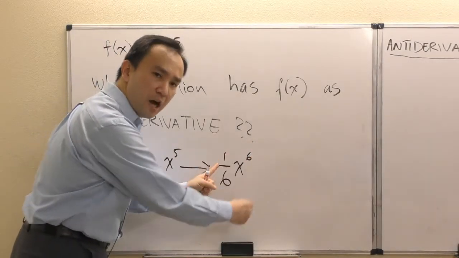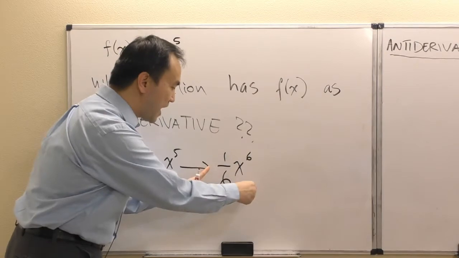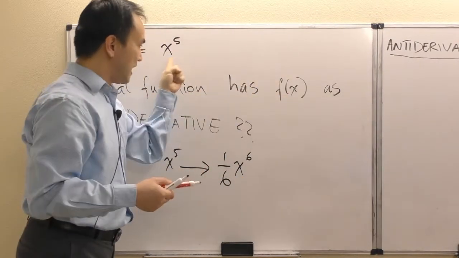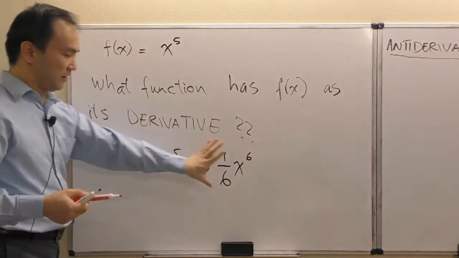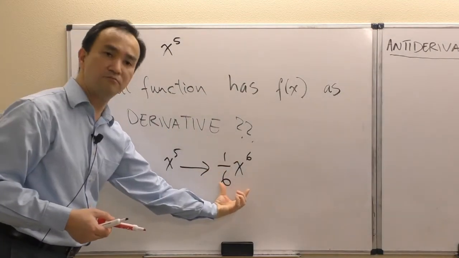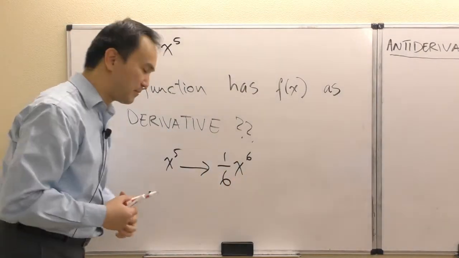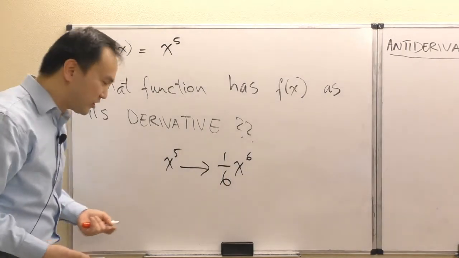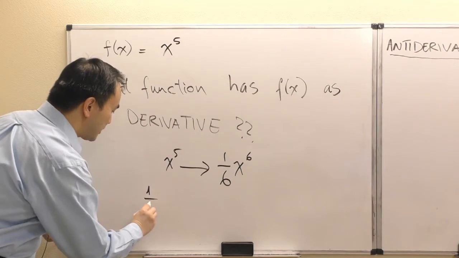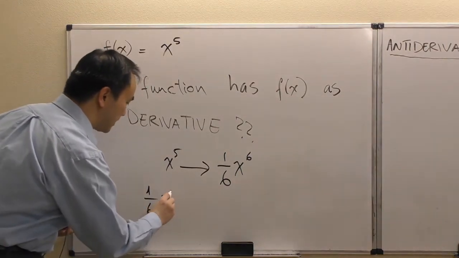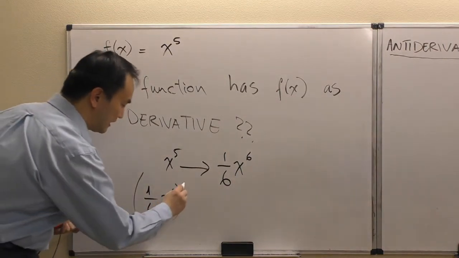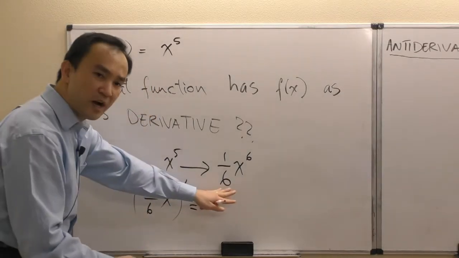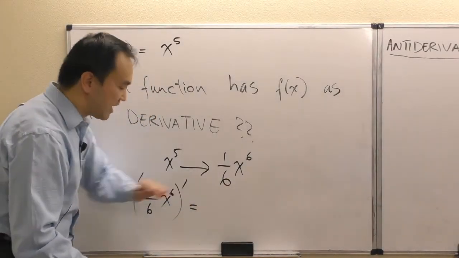If I now believe that this is my final answer to that question, what function has x to the 5th as its derivative, and if I claim that this is my answer, let's verify that, and you can verify me as well on your own work, on your own time right now as you're watching this video. 1/6 as the coefficient times x to the 6th as a power function. Taking that derivative, so this is my verification step to make sure I have landed on the correct answer here.